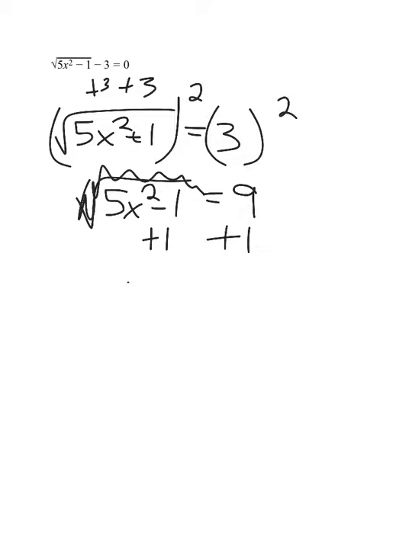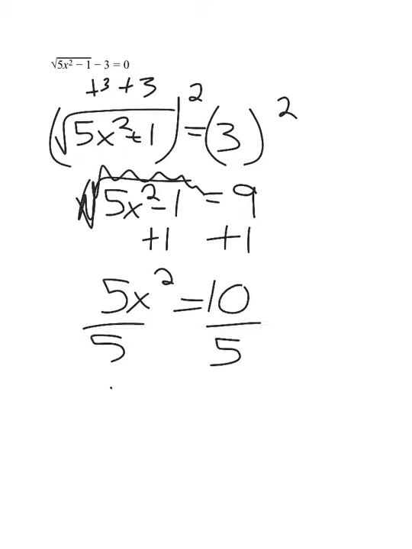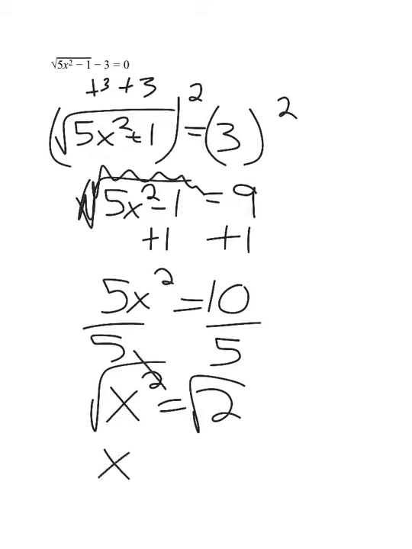Add 1, so I have 5x squared equals 10, divide by 5, so I have x squared equals 2. Now I'm going to square root to undo the square. Those are inverse operations. They will make each other go away, so I have x equals plus or minus the square root of 2. So up here, these were inverse operations, so I should have just been left with 5x squared minus 1.